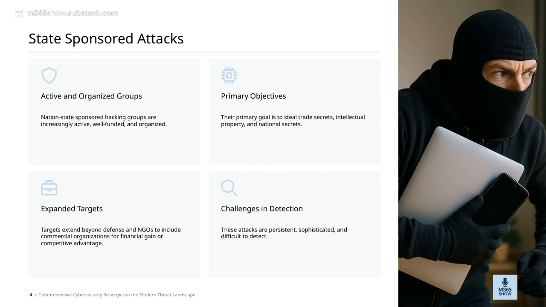The primary goal of these attacks is to steal valuable information, things like trade secrets, intellectual property, and even national secrets. It's important to understand that nation-state-sponsored hacking groups are becoming more active, better funded, and more organized than ever before. This makes them a formidable threat, requiring us to be vigilant and proactive in our cybersecurity strategies.